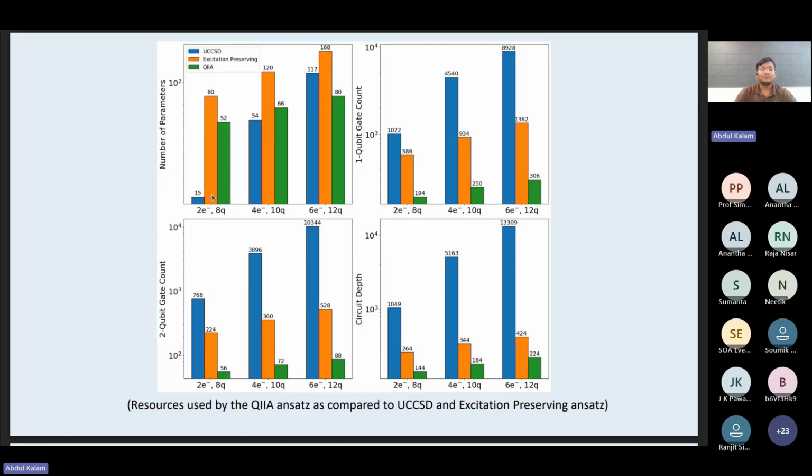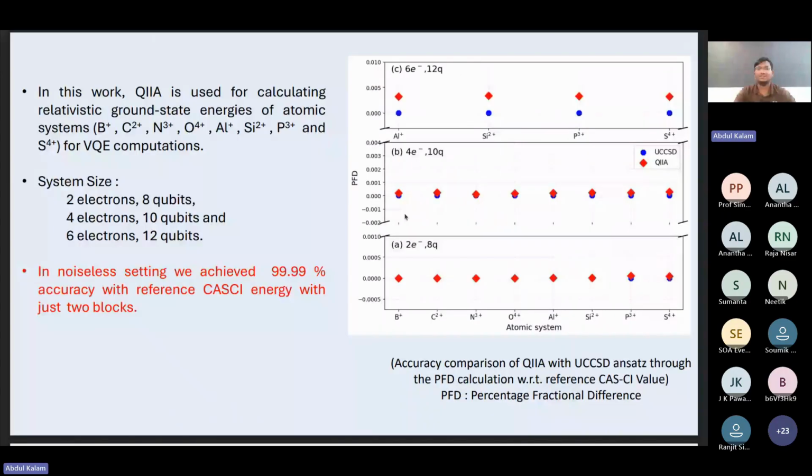Okay. So we can see the number of 1-qubit gates, 2-qubit gates, and circuit depth in all the cases of QIIA, the quantum information inspired answers that we've constructed, are very low. And still they achieve chemical accuracy, and all are in very good agreement with the UCCSD answers, or with the classical reference energy, which is the CASCI, complete active space configuration interaction energy.